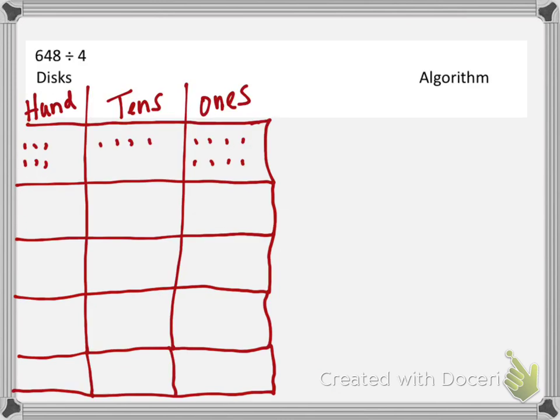All right, using our place value discs, we're going to do 648 divided by 4. This time, I made sure I put 6 for 600, 6 dots. I have 4 tens because there's a 4 in the tens spot. And I've got 8 ones. Let's make sure I did that right this time. 1, 2, 3, 4, 5, 6, 7, 8. 8 ones because there's an 8 in the ones place.